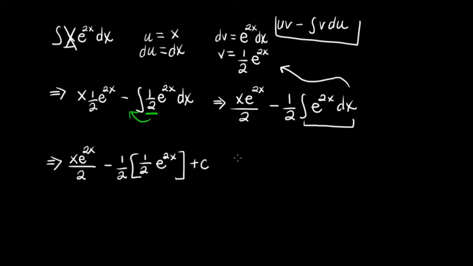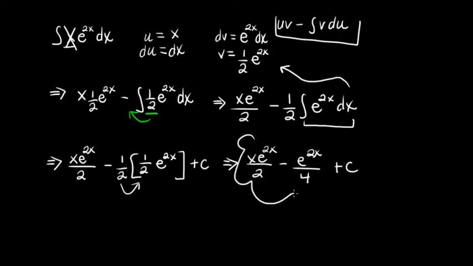Add on our c. Last step is just to simplify, so we're just going to multiply in that negative 1/2. X e to the 2x all over 2. We have a negative e to the 2x all over 4 plus c. Perfect, and that is our final answer for that one.